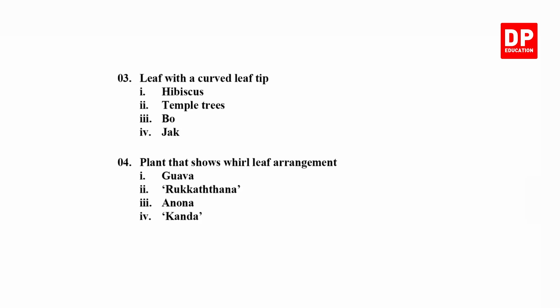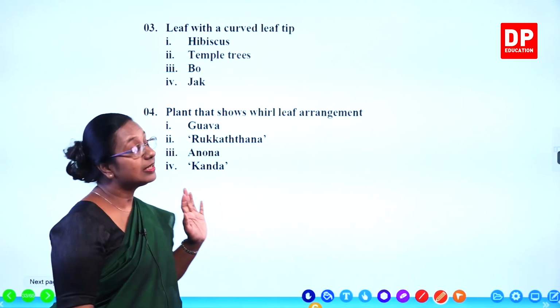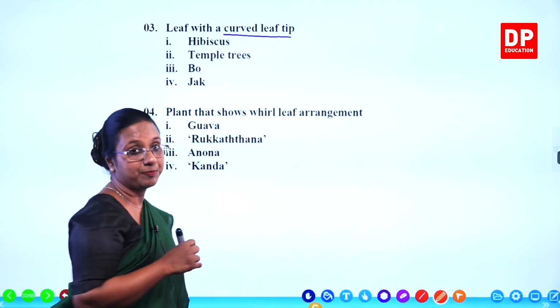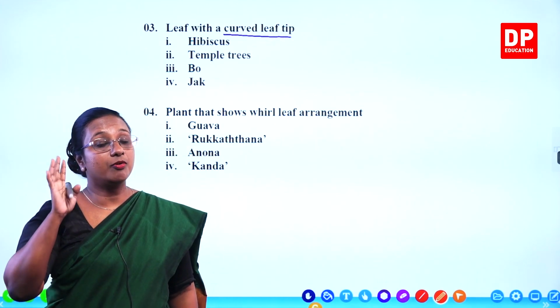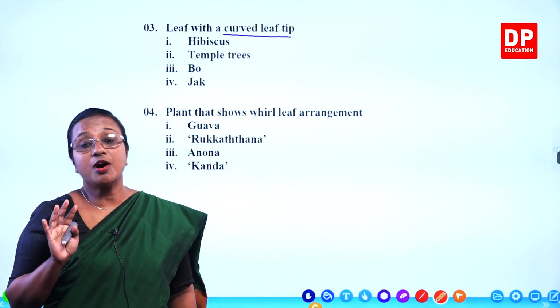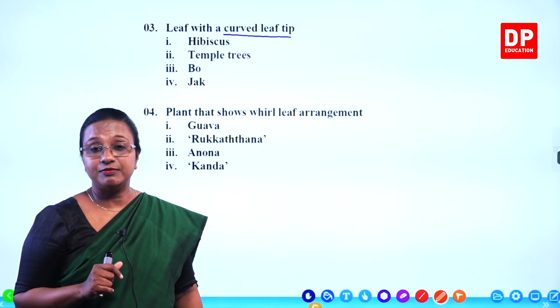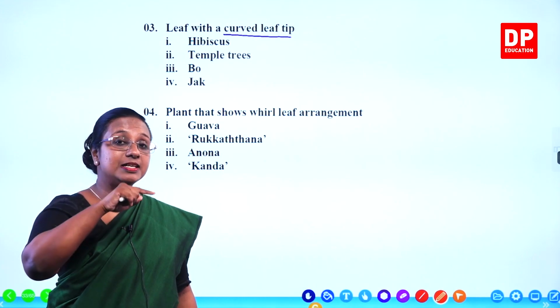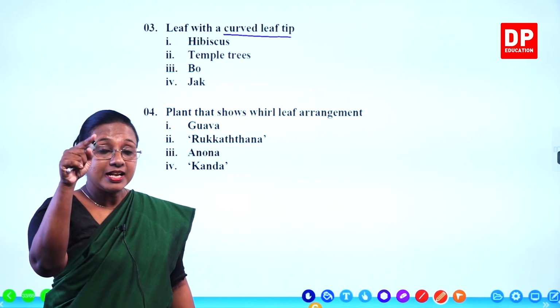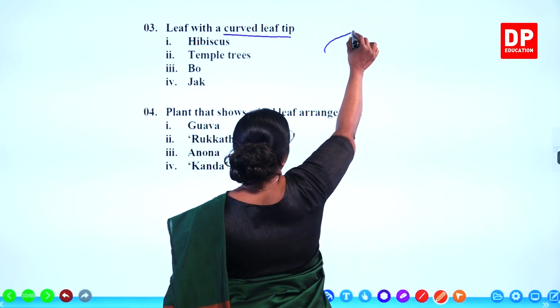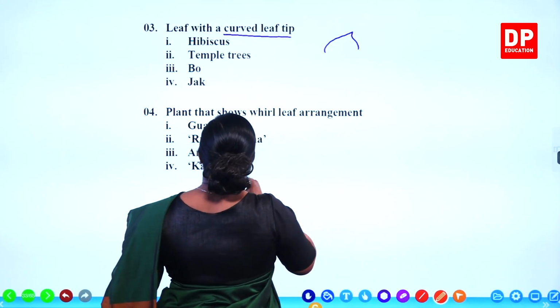Then the next one, leaf with a curved leaf tip. Now, leaf with a curved leaf tip. Look at the question, curved leaf tip. So, you have to remember. Now, recall all the different types of leaf tips. First one, hibiscus. What type of leaf tip? You can remember it has a serrate margin and it has a pointed leaf tip. Hibiscus, shoe flower, pointed leaf tip.